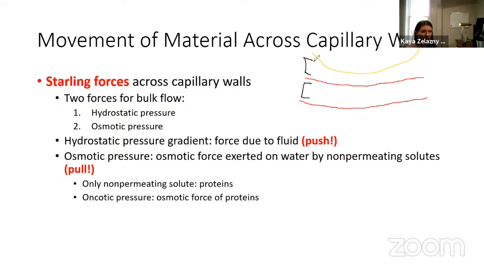So to figure out whether we're going to have overall filtration or absorption, we're going to need to compare the forces inside the capillary versus the forces in this interstitial space to figure out whether stuff moves towards the interstitial space or towards the blood. Okay, so each of these spaces, the capillary and the interstitial space, are going to have their own hydrostatic pressure, which is basically the pressure of the fluid pushing on the walls of the capillary, either blood pushing out or interstitial fluid pressing in, right?